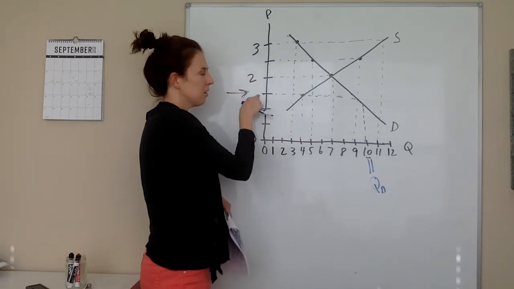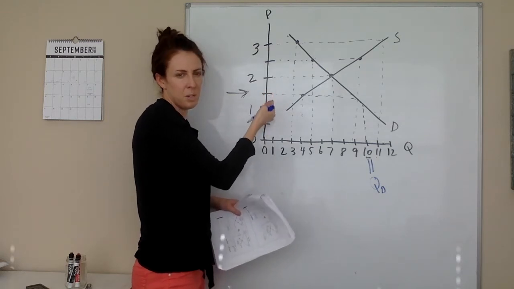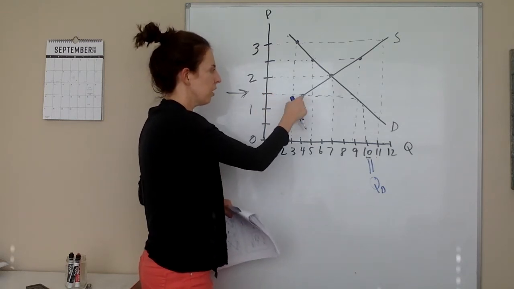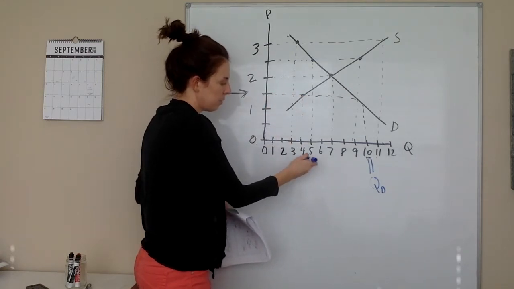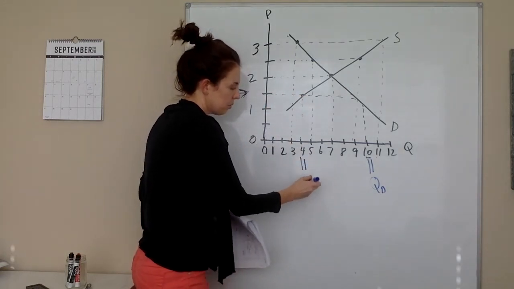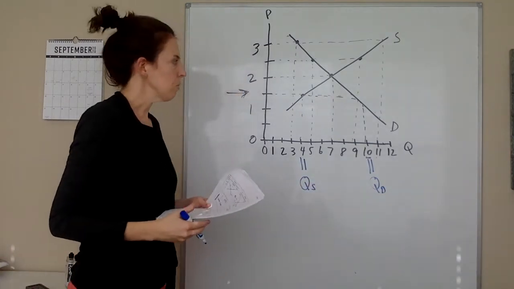But for the suppliers, a low price isn't great news because they're not making as much money per thing that they sell. So if the price is only $1.50, we see where $1.50 intersects the supply curve. Here it happens to be 4. And so this is going to be the number of units that are supplied.